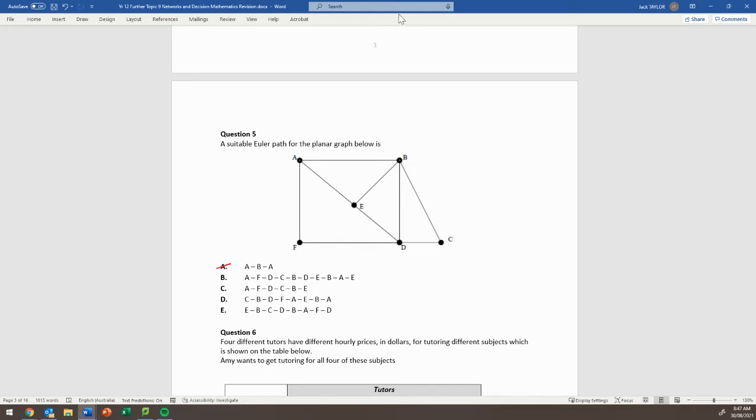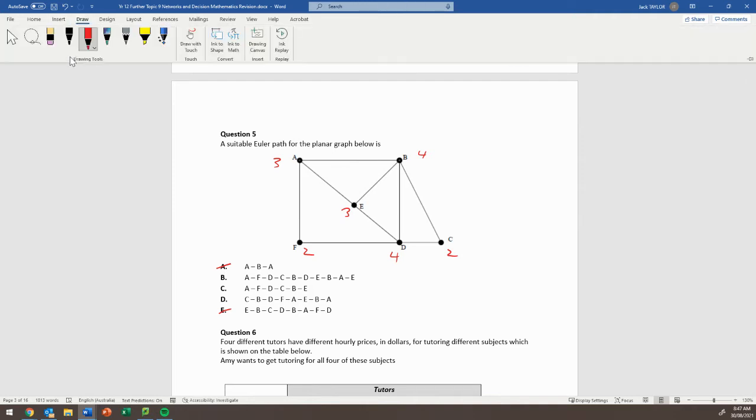So with this one, remember the conditions for an Euler path is it needs to have exactly 2 odd vertices or all even. And it's best to start at one of the odd vertices. So can't be E because that starts at an even vertex. Sorry, wrong one. Can't be D, sorry, starts at an even vertex.